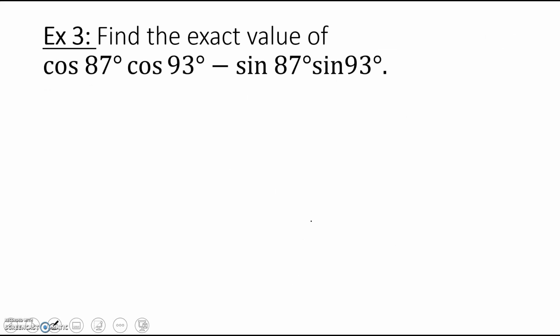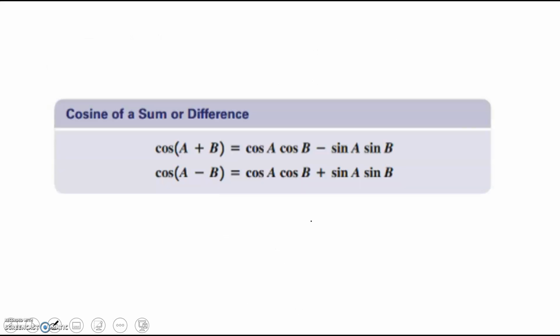Now we want to find the exact value of cosine of 87 degrees times cosine of 93 degrees minus sine of 87 times sine of 93. Now, to me, I can look at this and see that this looks like one of the sum or difference angle identities for cosine, because we have the cosines being multiplied and the sines being multiplied, and then there's a minus in between those. So if I go back to the cosine angle identities, it looks like this first one here because of the minus in between them.